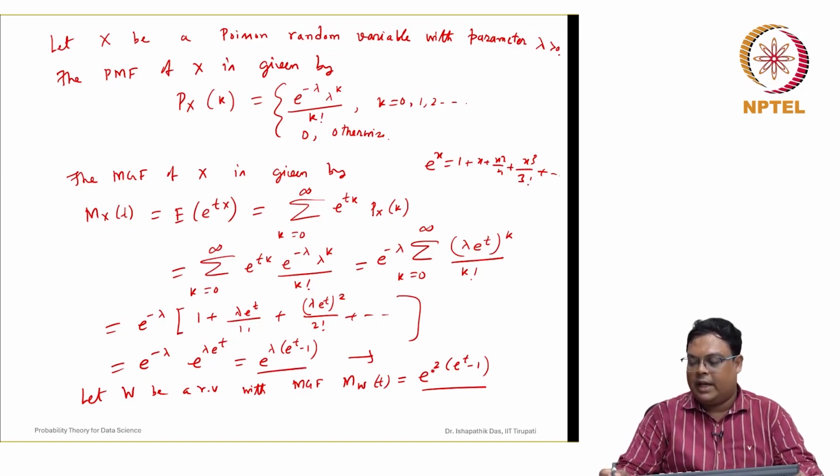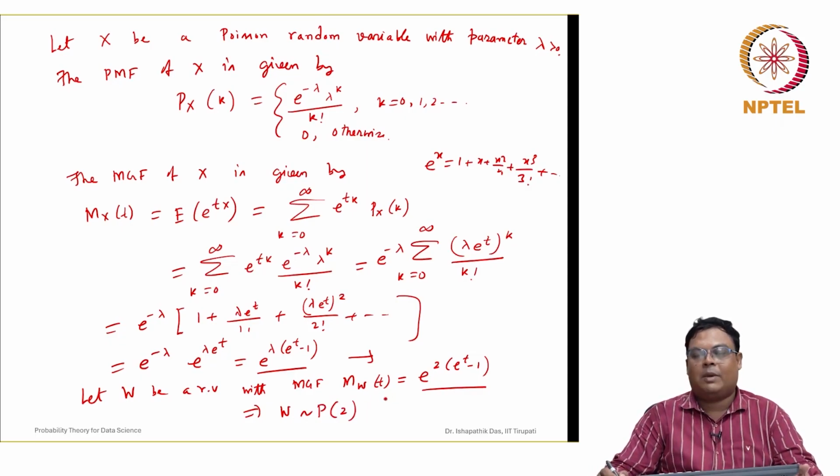Hence by comparing here we can say, by the uniqueness theorem of the moment generating function, that it cannot be different. If w is a Poisson random variable with parameter 2, lambda equal to 2, then the moment generating function looks like this. There cannot be any other distribution having this moment generating function, because if two different random variables have the same moment generating function, then they must have the same distribution. So by this uniqueness theorem we can say that w must have a Poisson distribution with parameter 2. So that is the usefulness of identifying a distribution through the moment generating function.